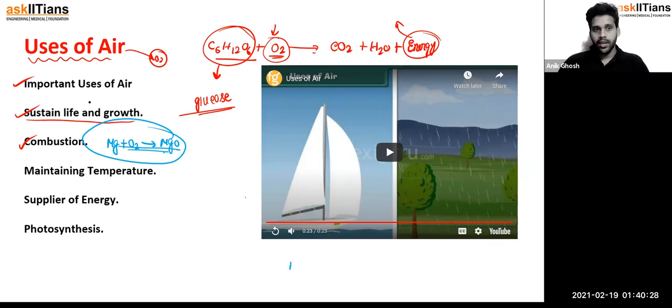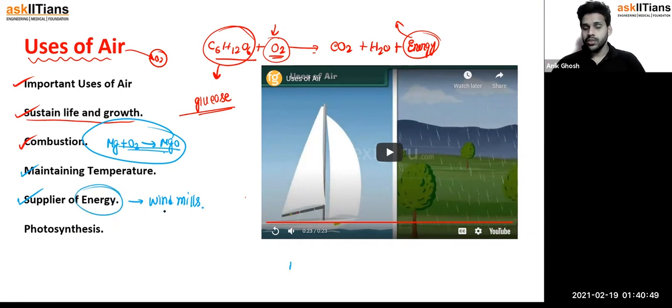Apart from that, to maintain temperature, without the winds the temperature of the earth would have been very high. Supply of energy, as I have told you, in windmills, we use wind to generate energy from renewable sources. These energies are very useful for us, and these types of energies do not get exhausted. For that reason we call them inexhaustible as well.